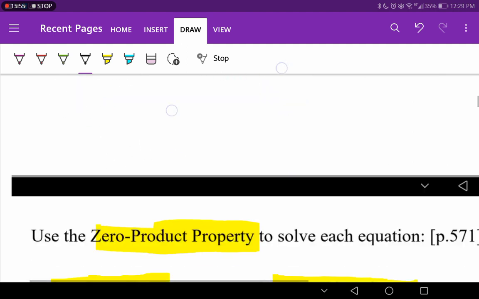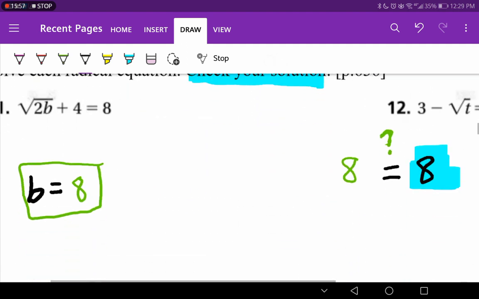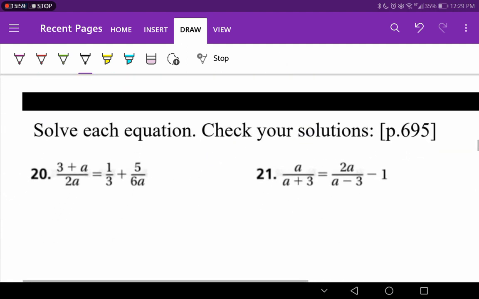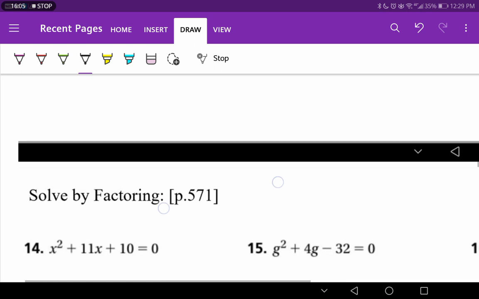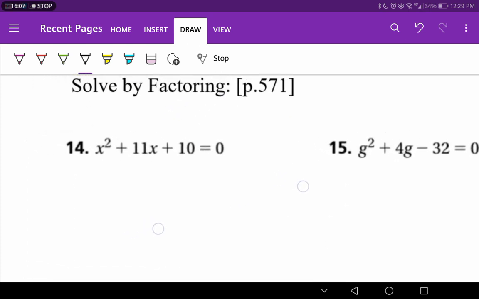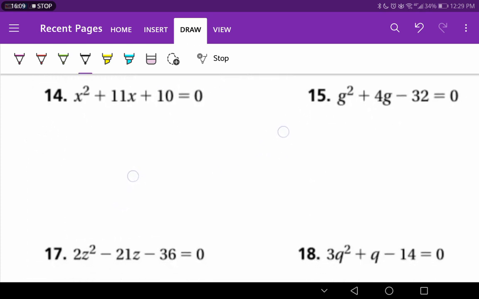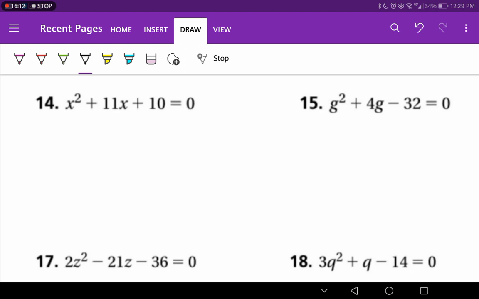And let us move. We are done with this and this. The life is so beautiful. We don't need this. We'll skip this for now. Factoring. Oh, this is something we just did. Actually, let's take question 14 and 15.